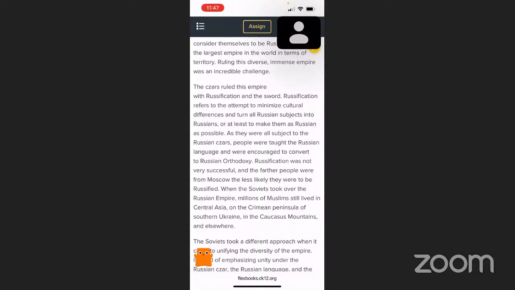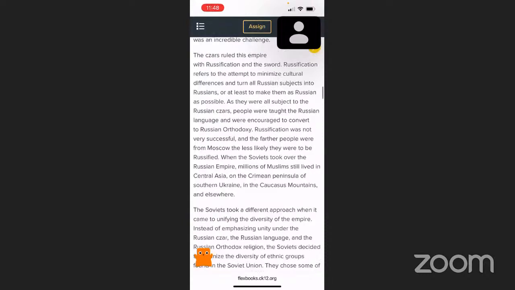Russification was not very successful, and the farther people were from Moscow, the less likely they were to be Russified. When the Soviets took over the Russian Empire, millions of Muslims still lived in Central Asia, on the Crimean Peninsula of southern Ukraine, in the Caucasus Mountains, and elsewhere.